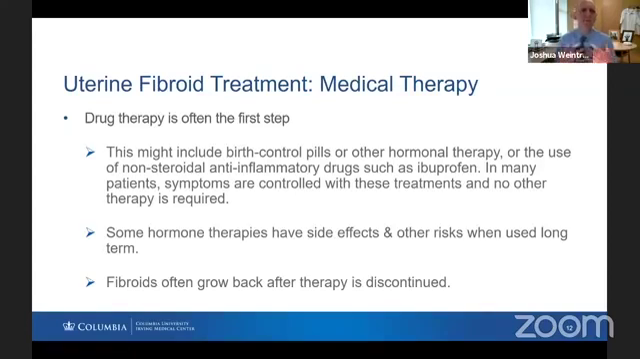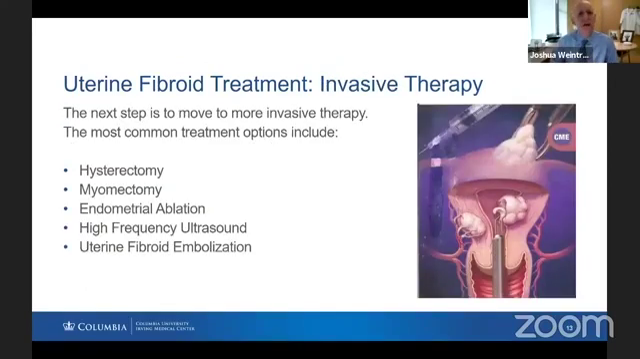Sometimes we'll use those when a patient's extremely anemic, just to help them build up their hemoglobin. The challenge with any of the medical therapies is when you stop doing the medical therapy, the fibroids will return in size. And because of that, we've really been exploring a lot of minimally invasive and surgical options for uterine fibroids. As we talked about, hysterectomy is in fact the most common medical surgery done throughout the United States. Over 600,000 hysterectomies done for uterine fibroids.